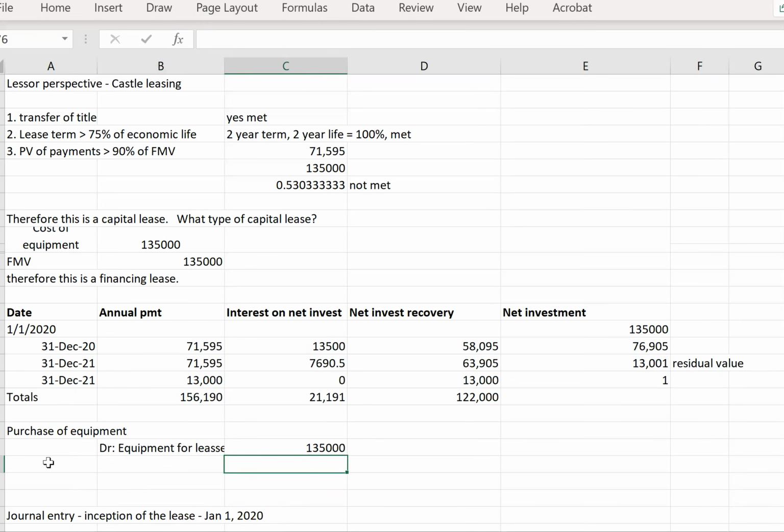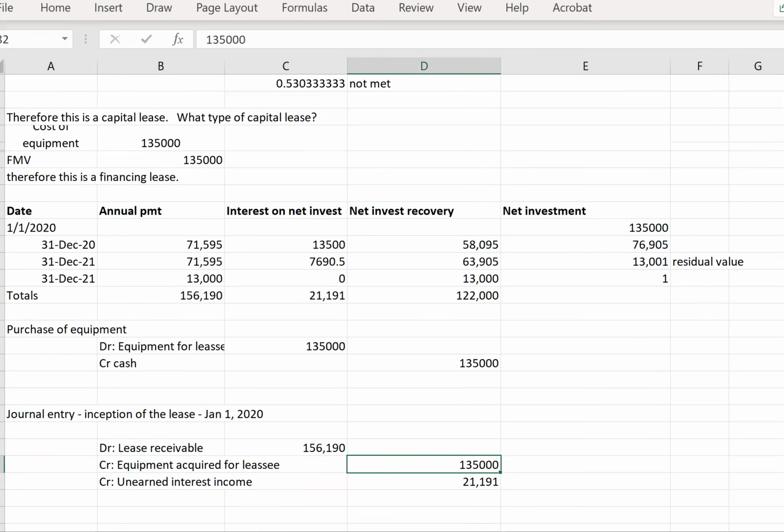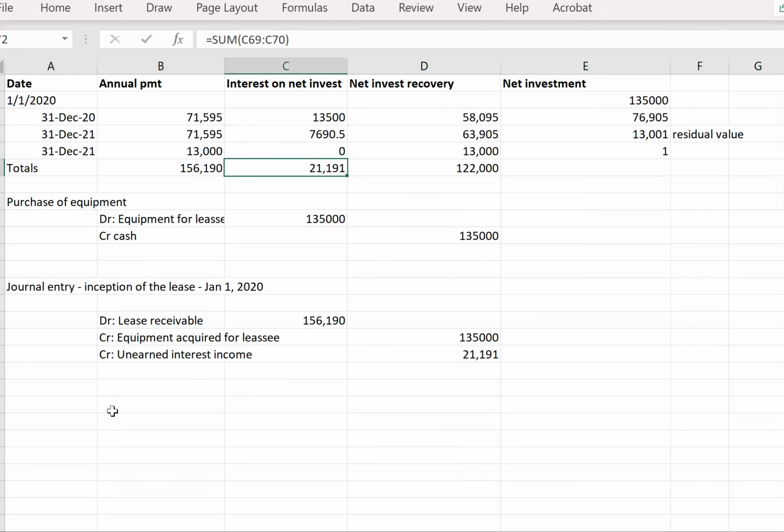$135,000, and then we're going to have credit cash. So now this entry simply is washing out that equipment acquired for lessee account. And then we've put the lease receivable in our books, which is the sum of all the payments under the lease, including the residual value payment, and the unearned interest income is all the interest we're going to earn over the lease. Okay, so that's the entry on the inception of the lease.